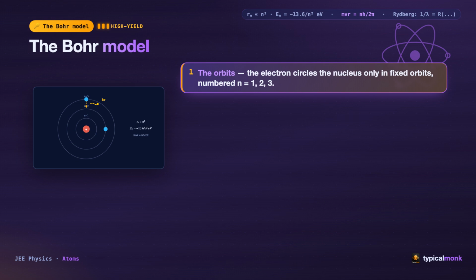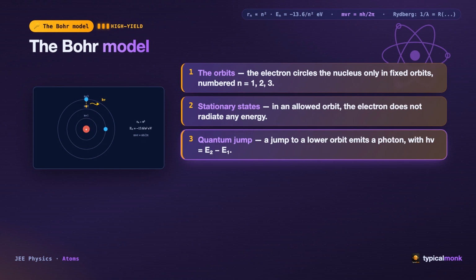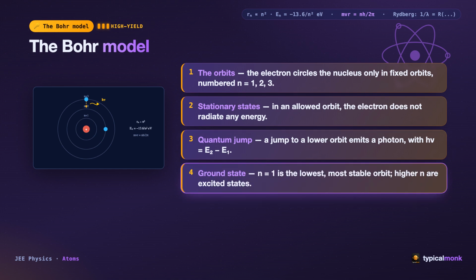Now look at the picture, the Bohr model of the atom. The orbits: the electron circles the nucleus only in fixed orbits numbered n equals 1, 2, and 3. Stationary states: while it stays in an allowed orbit, the electron does not radiate any energy at all. Quantum jump: a jump to a lower orbit emits a photon whose energy, h nu, equals E2 minus E1, the difference between the levels. Ground state: n equals 1 is the lowest, most stable orbit. The higher n are excited states.